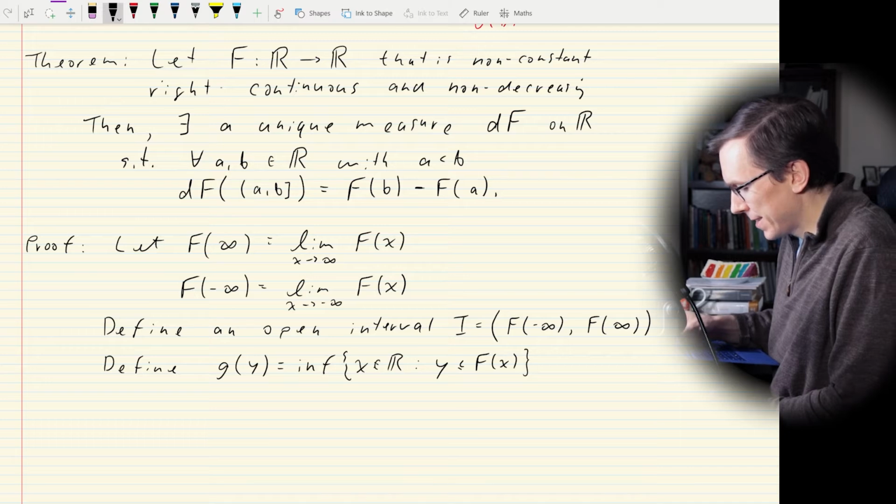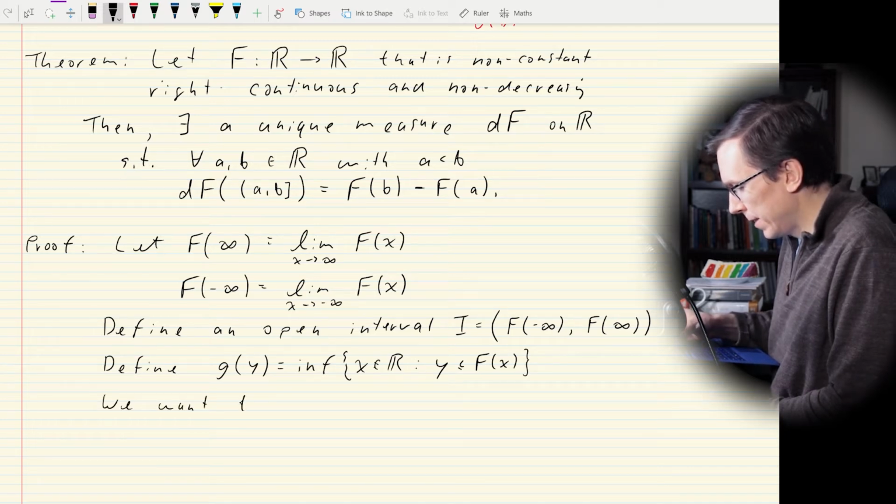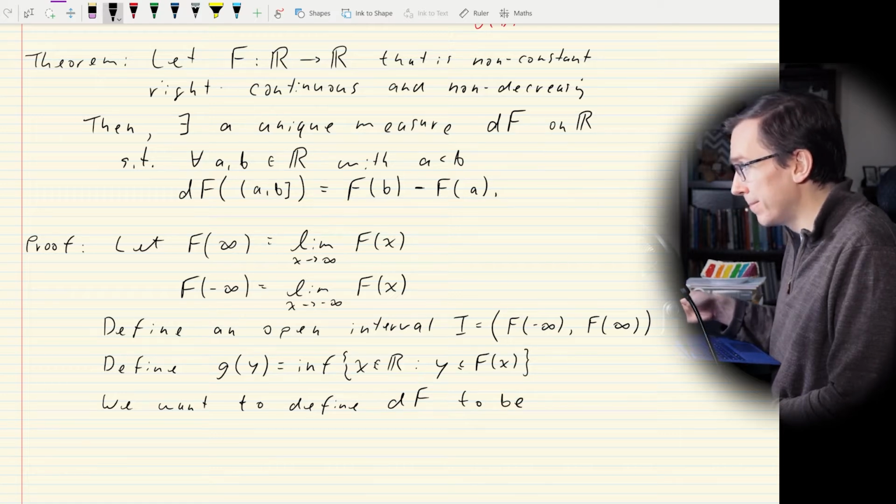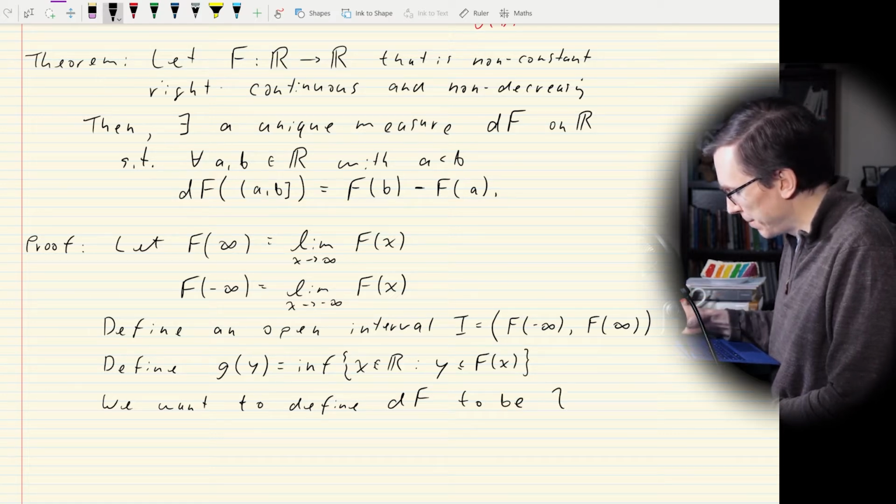Anyway, the point is we want to define dF to be lambda of g inverse.